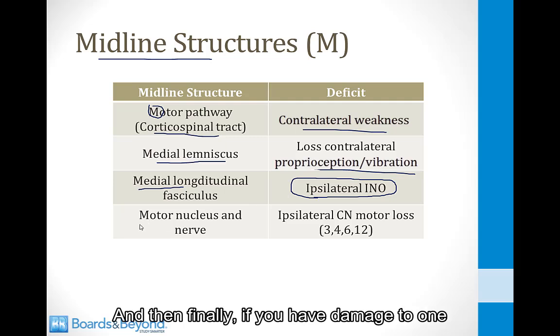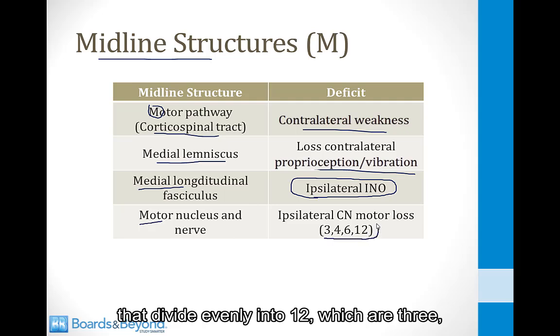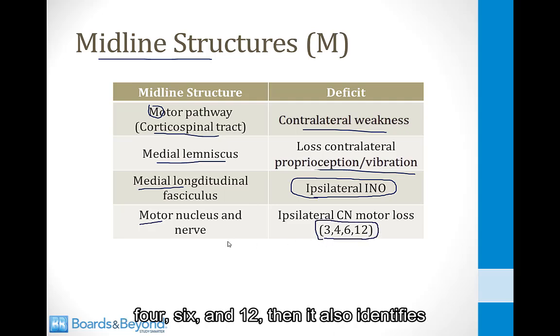And then finally, if you have damage to one of the motor nuclei of one of the cranial nerves that divide evenly into 12, which are 3, 4, 6, and 12, then it also identifies a midline stroke syndrome.